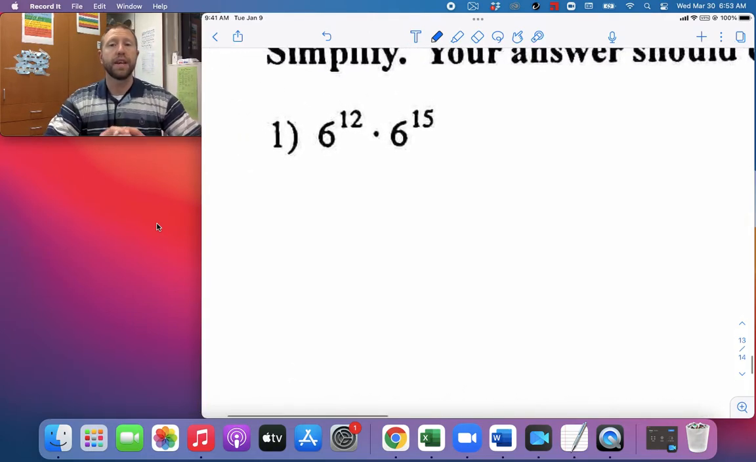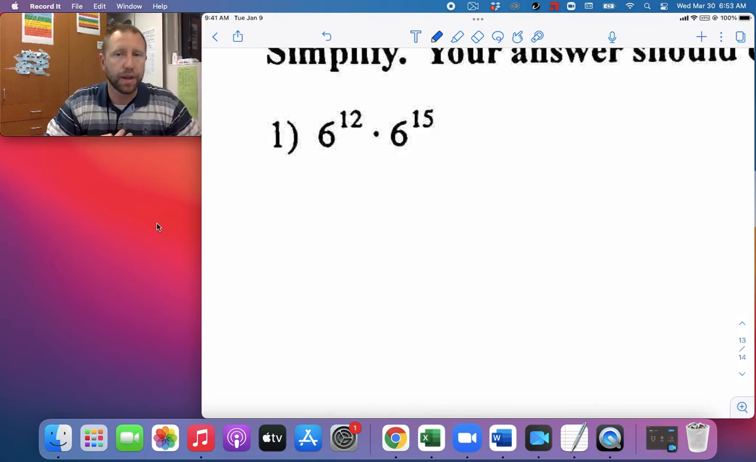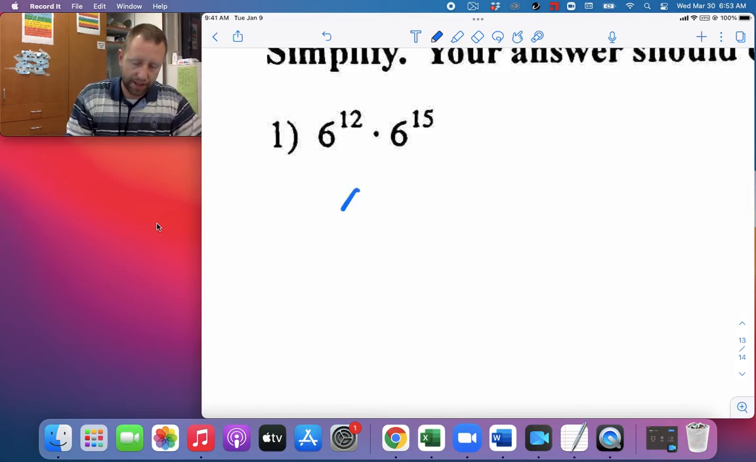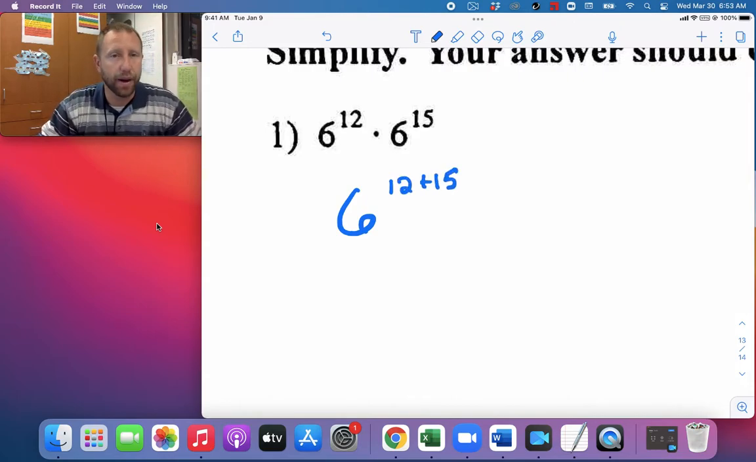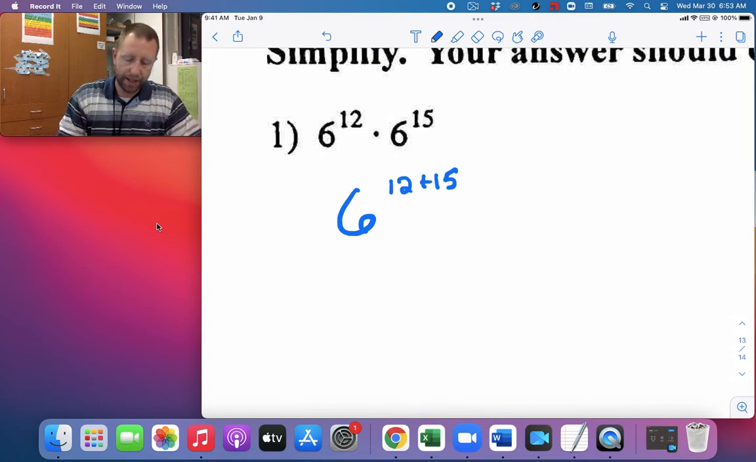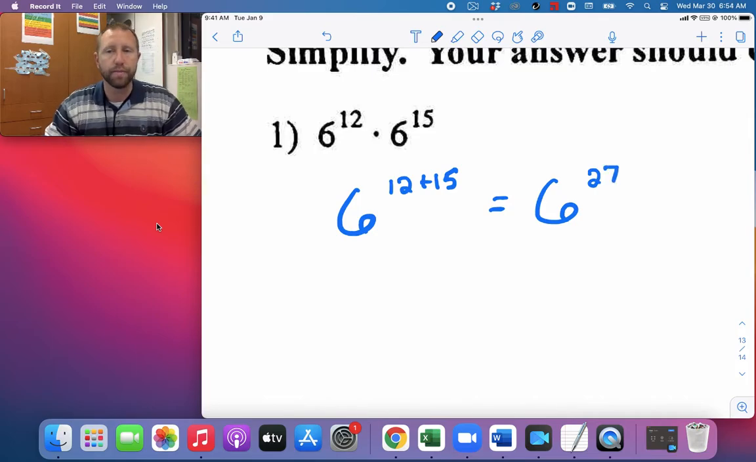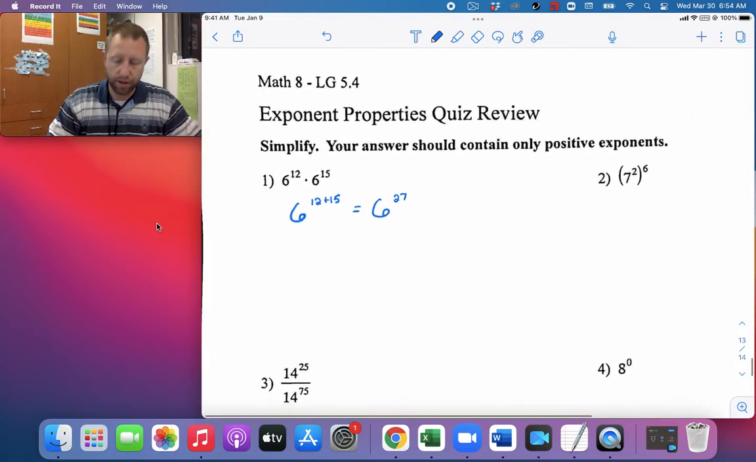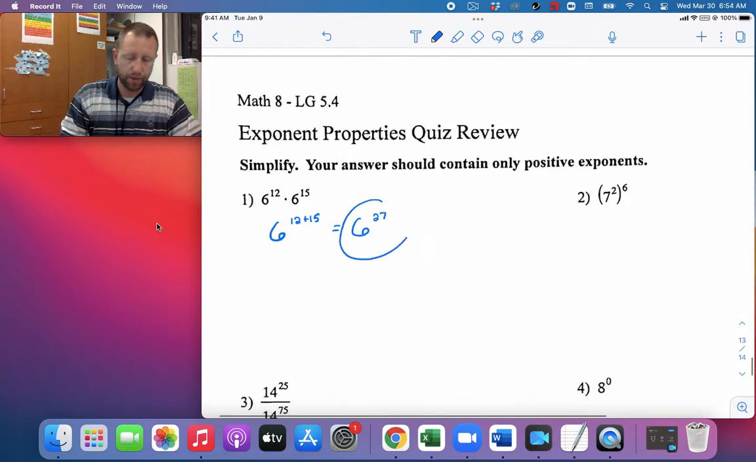So the first problem is our product rule. I've got two numbers with the same base that are being multiplied together, so I'm going to add those exponents. This is going to be 6 to the 12 plus 15th power. So 12 plus 15 is 27, and we've got 6 to the 27th power. That is a positive exponent, so I am finished with that one.